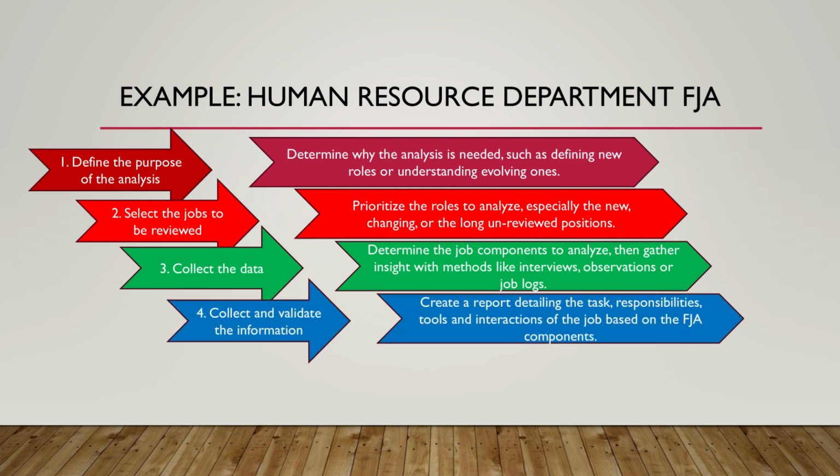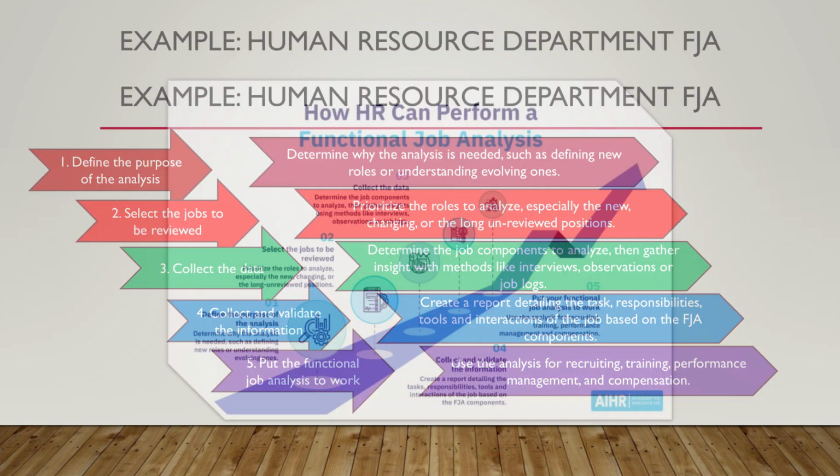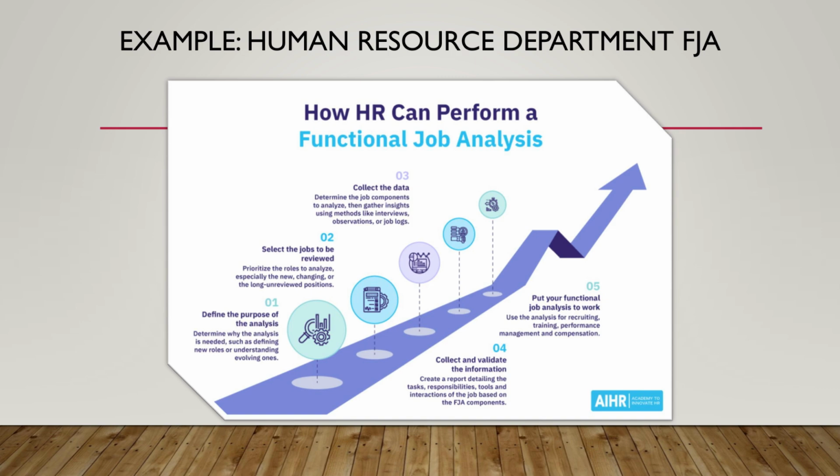Step 4 of the process is to collect and validate the information. Create a report detailing the tasks, responsibilities, tools, and interactions of the job based on the FJA components. Lastly, step 5 of the process is to put the functional job analysis to work. Use the analysis for recruiting, training, performance management, and compensation. The following slide illustrates one of the various versions of what a functional job analysis chart could resemble.